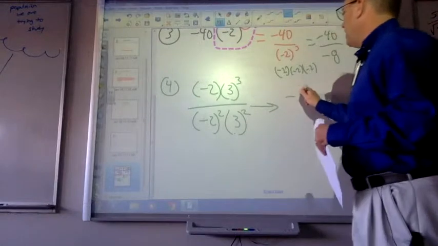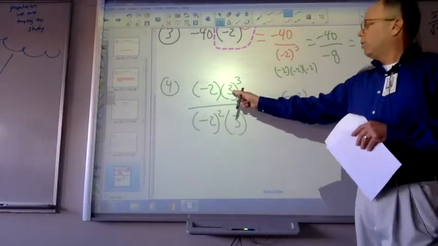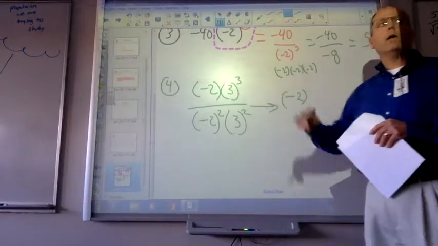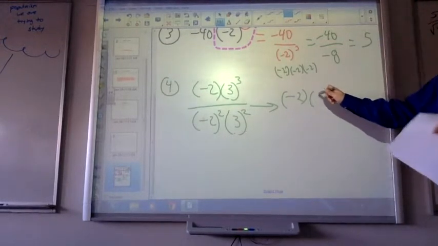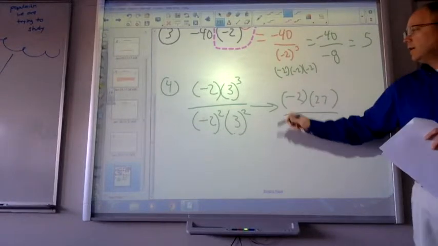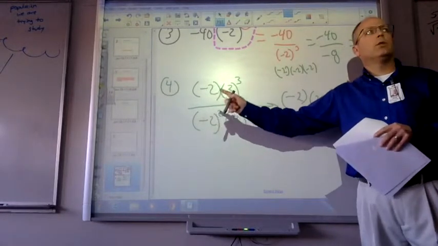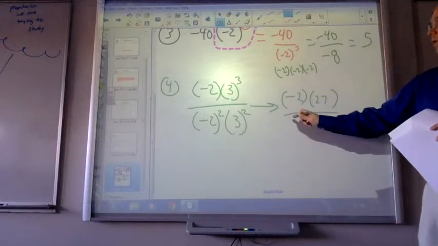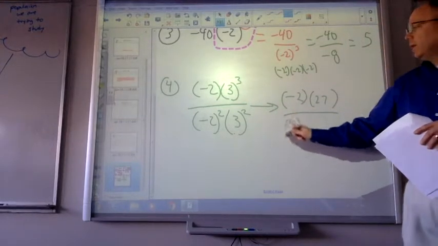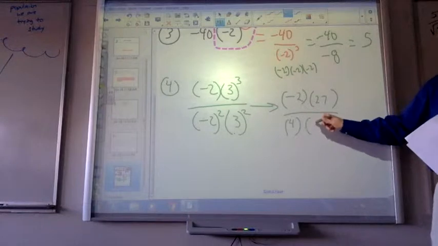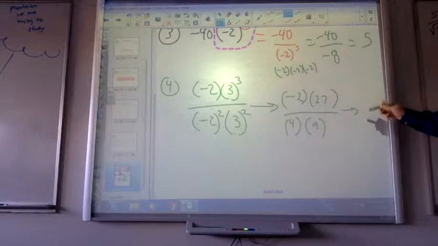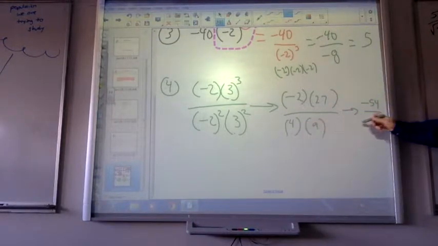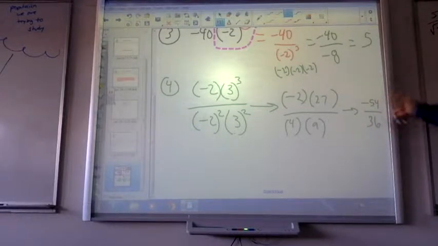Okay, negative 2 is going to stay as is for right now. What is 3 times 3 times 3? 27. Okay. What is negative 2 times negative 2? Positive 4. And then what is 3 times 3? 9. Okay, let's do a little bit more math. Negative 2 times 27 is negative 54 over 36. And then we could reduce the fraction.